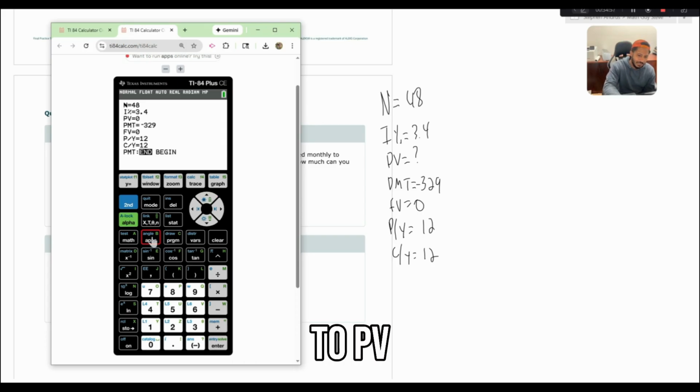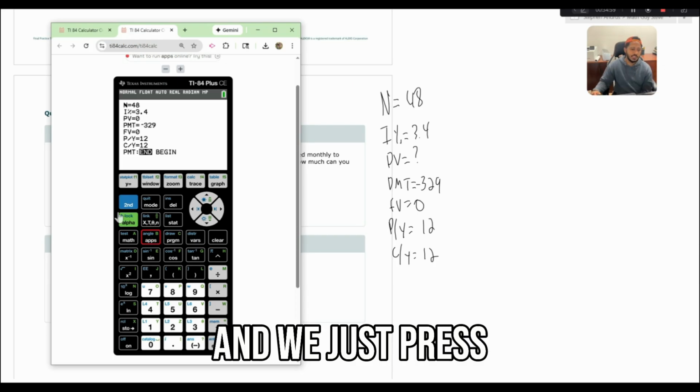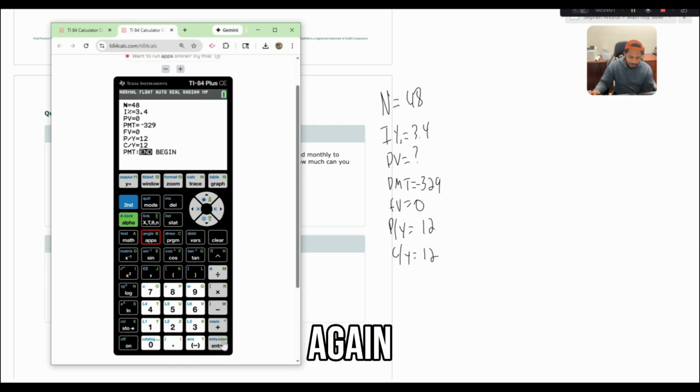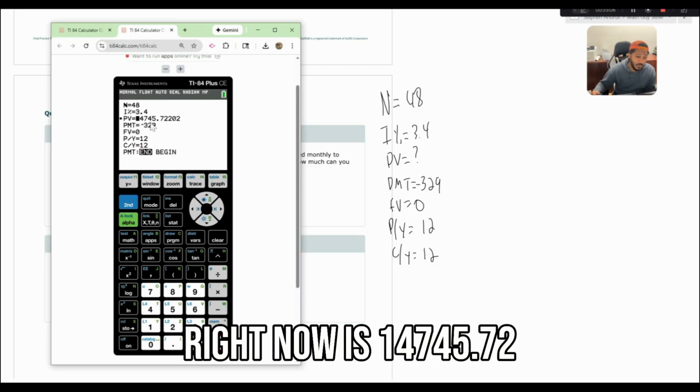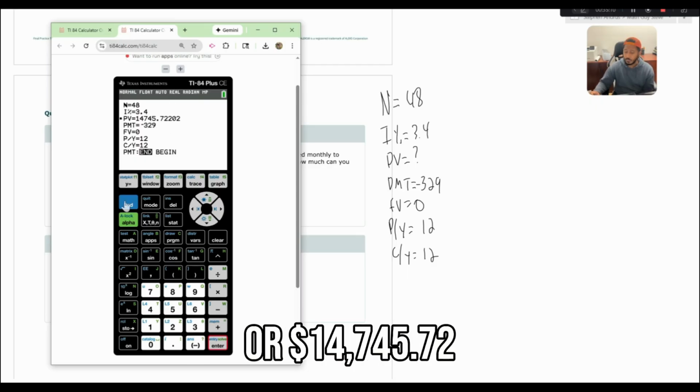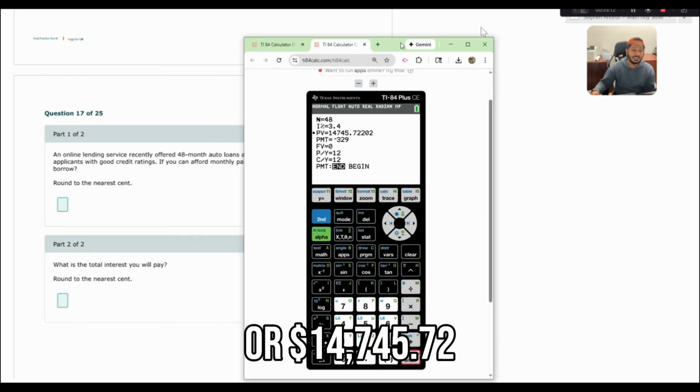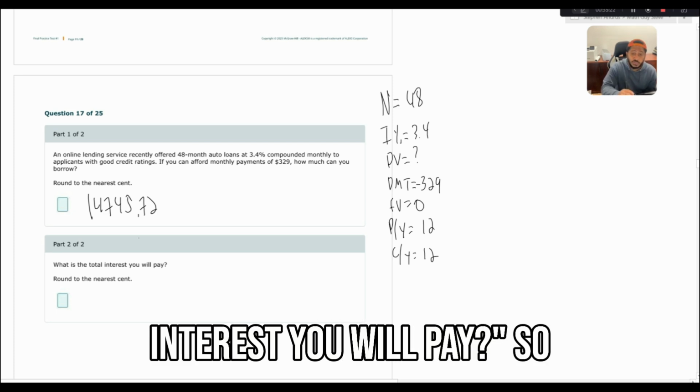Then we go back to PV, the one we're looking for, and we just press alpha enter, right? Again, solve is right there, so alpha enter. And so that's how much we can borrow right now: $14,745.72. But then the second part says, what is the total interest you will pay?